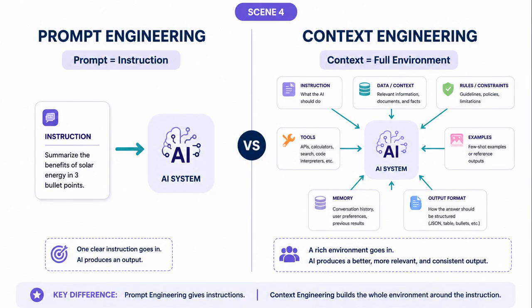Now let's look at prompt engineering versus context engineering. Prompt engineering focuses on the instruction. Context engineering focuses on the full environment around the instruction. A prompt says what the user wants. Context explains background, data, rules, tools, examples, and history. Prompt engineering is useful for one response. Context engineering is critical for multi-step AI agents and business workflows. Think of prompting as asking well, and context engineering as preparing well.